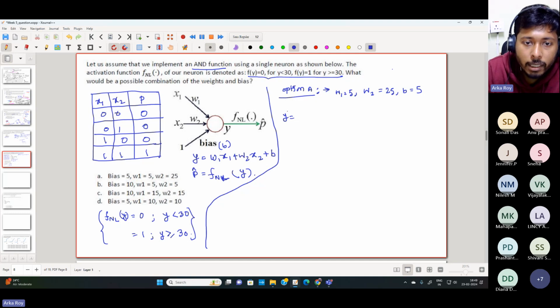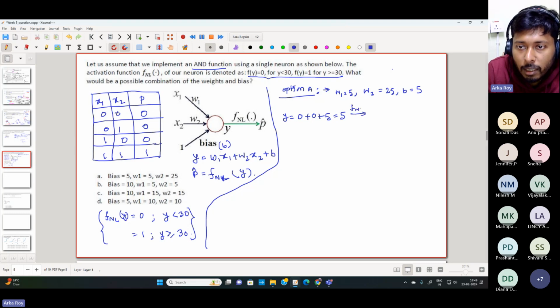So what will be the value of y for the 0 0 case, when x1 and x2 are equal to 0? So the equation is this one. If x1 and x2 are 0, then the multiplication will be 0 0. So 0 plus the bias value, which is given as 5. So y is equal to 5.